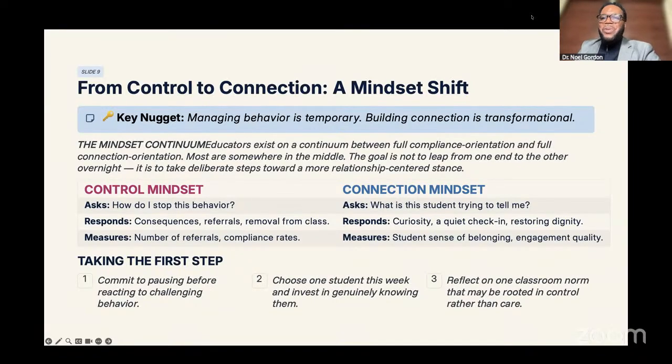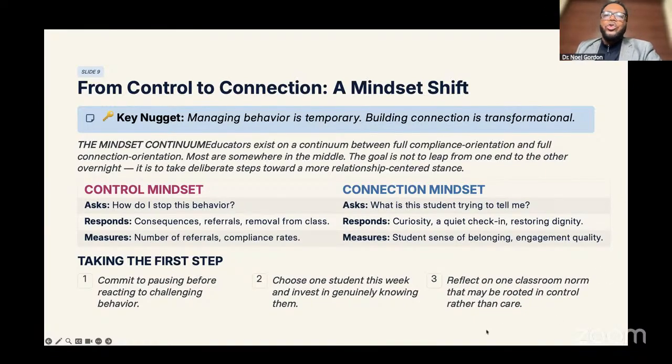Connection doesn't mean permissiveness. And Dr. Dice alluded to that earlier. Connection doesn't mean permissiveness. It means addressing behavior while preserving dignity. And this is not about perfection, it's about progress, small shifts, very small shifts to create big impact. So this is basically what we're reflecting on.